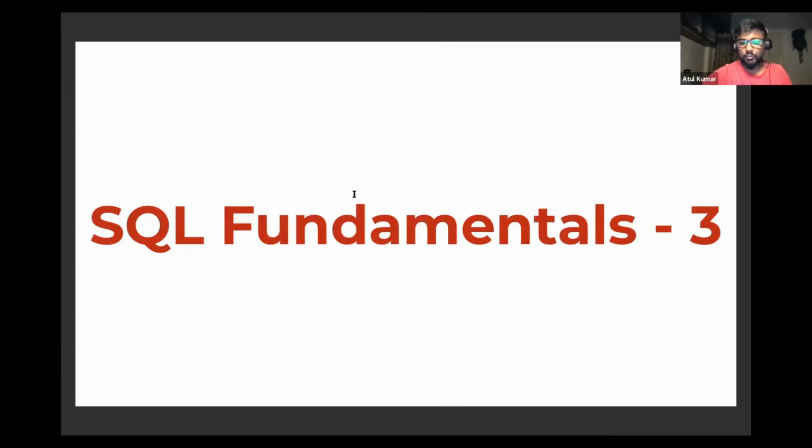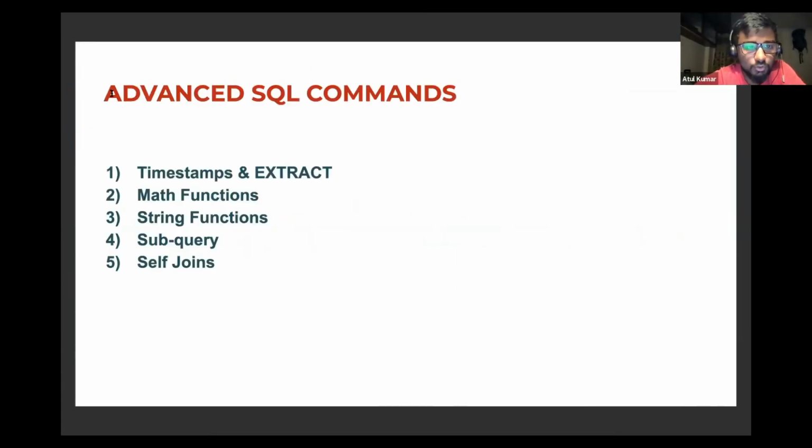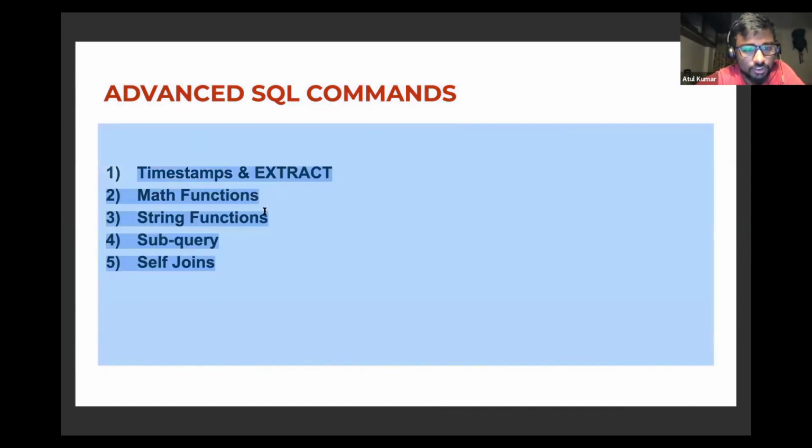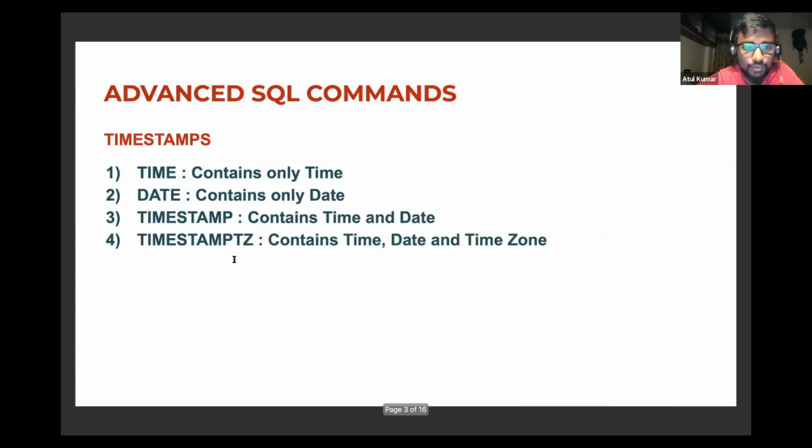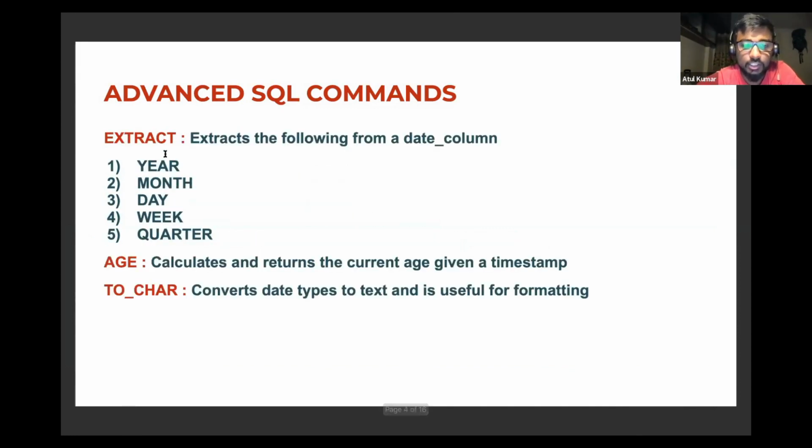Okay. SQL fundamentals 3. So, the first slide, advanced SQL commands. We will learn about timestamps, math functions, string functions, subquery, self join. In timestamps, we learned what the different types of timestamps available are and how to extract the type of data that we want, be it year, month, day of the week, day, or quarter, things like that. Also, we can use age to calculate the current age given a timestamp, and to convert data types.